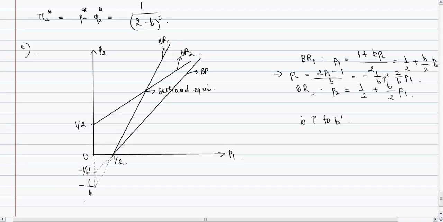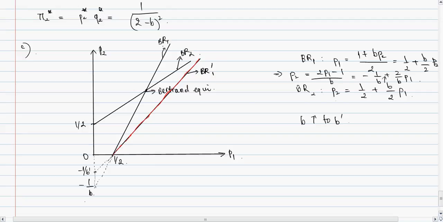So you see the best response function of firm 1 dash. That is the new best response function. Maybe I'll use a different color to indicate it. Okay, so that's the new best response function for firm 1.